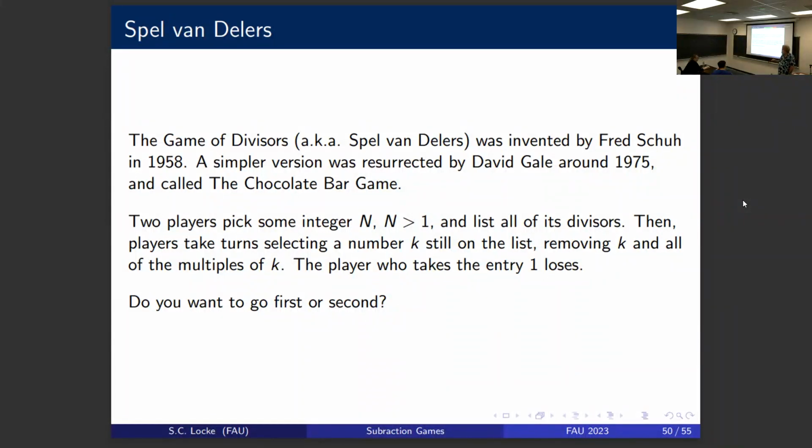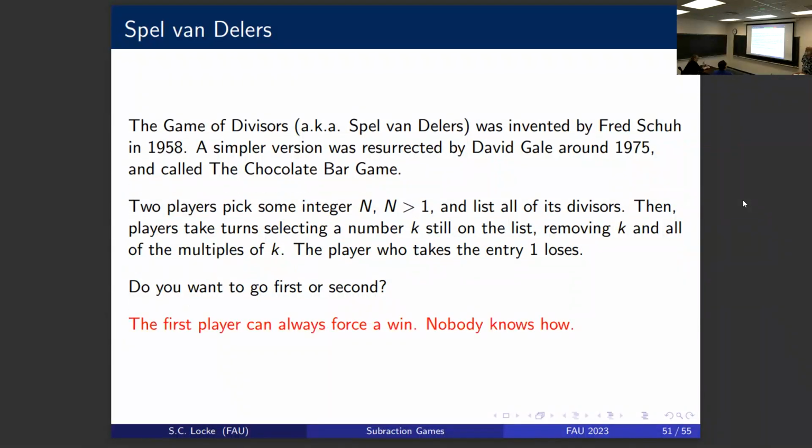Actually, the first person can always win. I have no idea how. I can prove the first person always wins. I don't know what to play to win. Isn't that strange? Okay, this may be the first time you've seen something like that. First player can always force a win, nobody knows how.